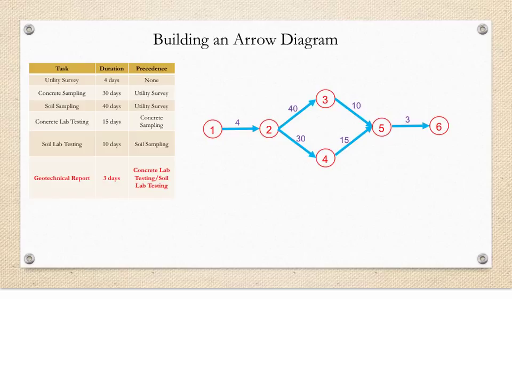Finally, the geotechnical report, which is dependent on all of the testing data being concluded, is shown as task 5-6 with a 3-day duration and ending at event 6, representing the conclusion of task 5-6 and the conclusion of the project as a whole.